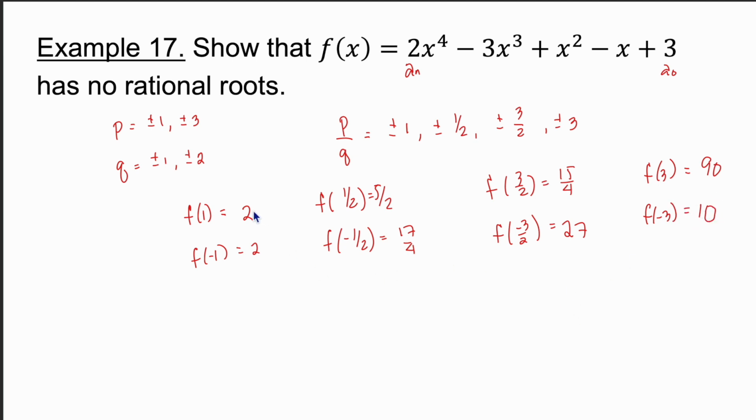Observe that wala ni isa sa kanila ang nag-zero. So, ibig sabihin, no real roots. Yung apat na roots natin ay puro imaginary. So, 4 roots are imaginary. Okay? So, na-show natin na wala tayong rational roots.